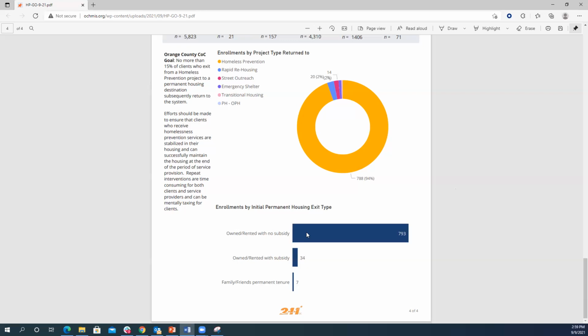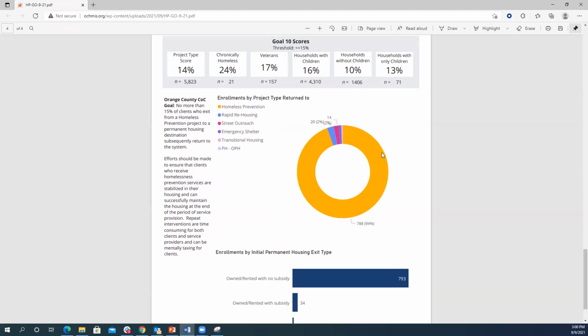And another chart that we may add to this measure in the future for all project types is looking at how long it's taking before they're returning. So is it 6 months, a year, 2 years? So we may be adding that in the future also. Any questions or comments on the homeless prevention PPR?